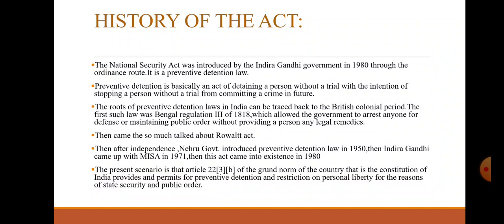Then came the much talked about Rowlatt Act. It was passed, which drew widespread condemnation from the political activists of the time. Later, after independence, the Nehru government enacted the Preventive Detention Act of 1950, which expired in 1969. Later in 1971, Indira Gandhi came up with MISA, that is the Maintenance of Internal Security Act. Then at last the National Security Act came in 1980.